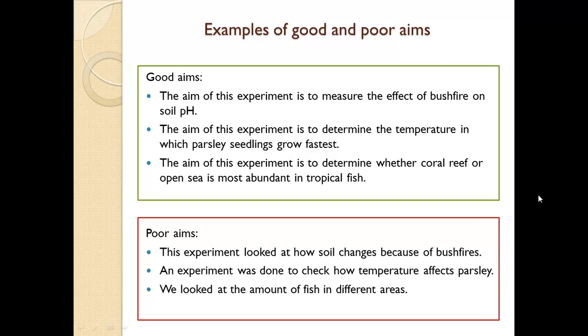Here are some examples of good and poor aims. You might like to pause the video and have a really good look over these aims and perhaps compare it to your attempts so far.